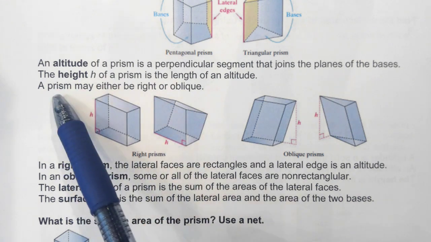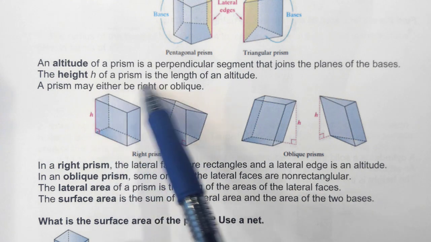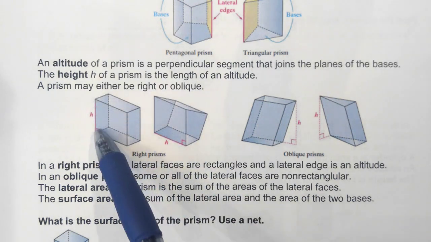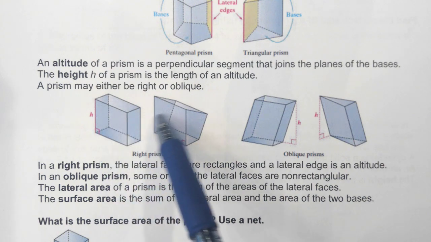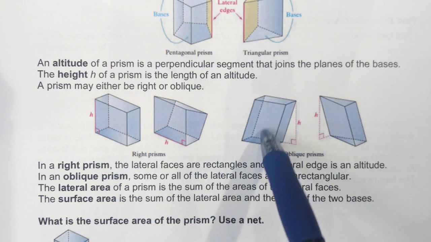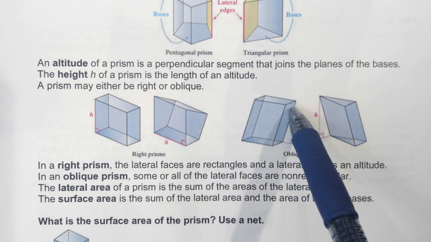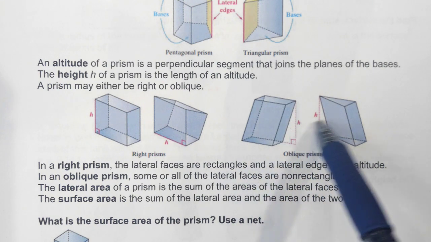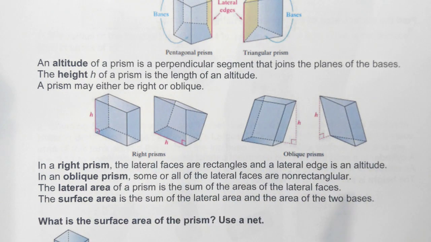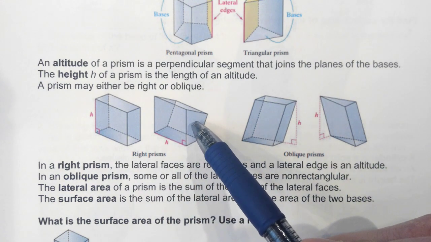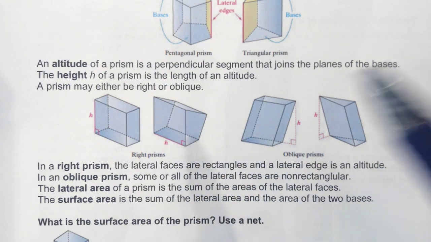So a prism may either be right or oblique. It's right if the angle between the two bases is a right angle. It's oblique if the line drawn between the two parallel bases is not a right angle. So these would be two oblique prisms. These would be two right prisms, even though this one's kind of on its side. So this right side and left side would be the bases on that prism.